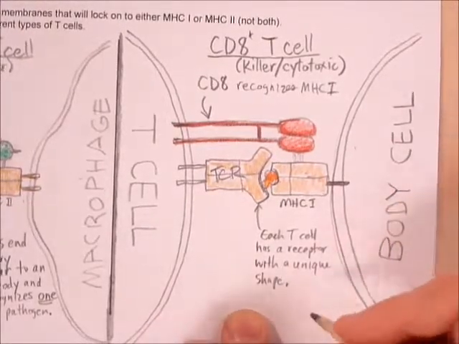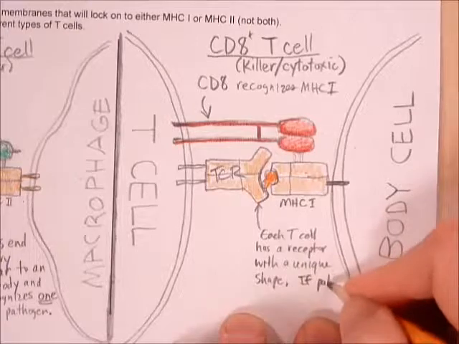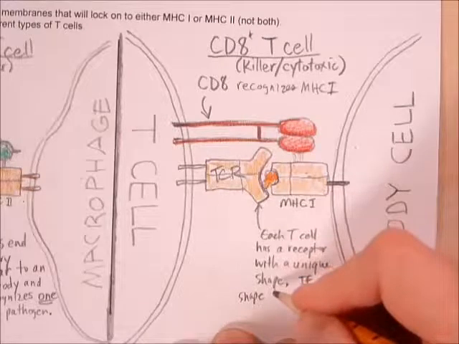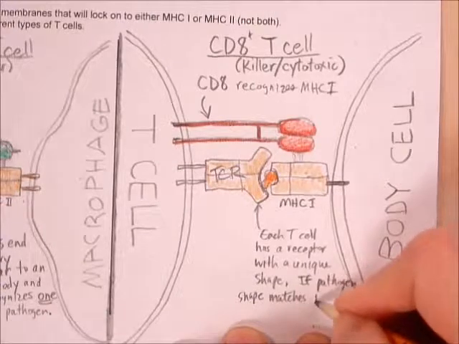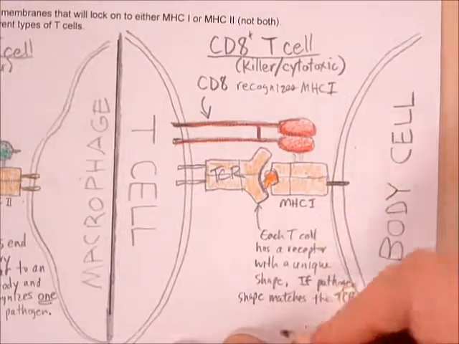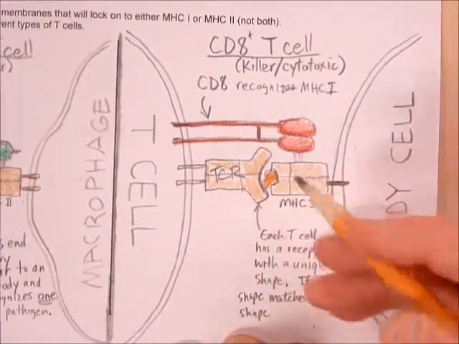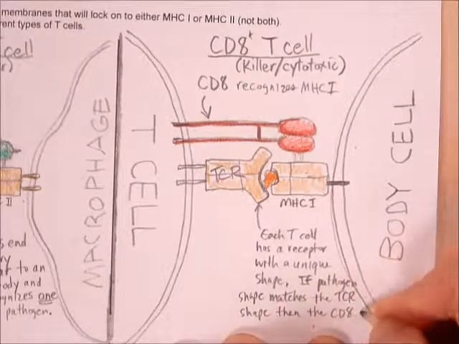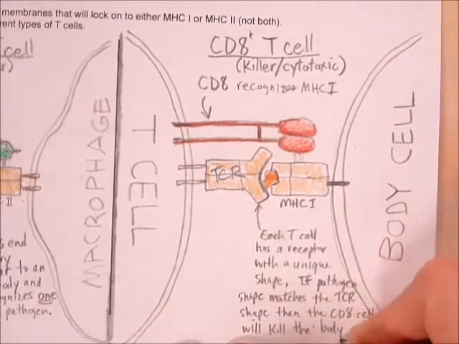So let's put down here, if pathogen shape matches this receptor, the T cell receptor shape. If the pathogen shape matches the TCR shape, then the CD8 cell will kill the body cell.